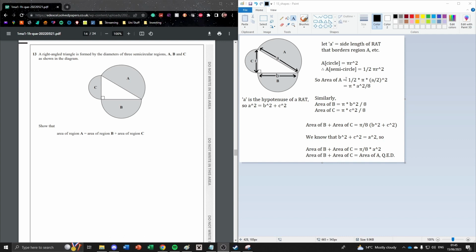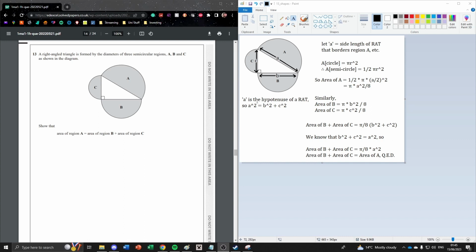Now using similar maths to what we've just done here for area A, we can show identically that the area of B is equal to pi times b squared divided by 8, and the area of C is pi times c squared divided by 8. So we could write that the area of B plus the area of C is pi divided by 8, taken out of the brackets, and brackets b squared plus c squared.